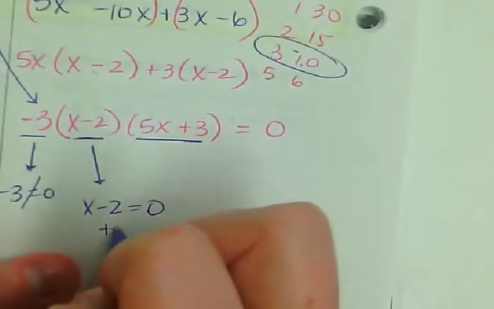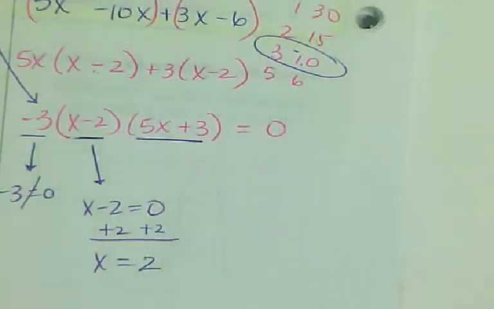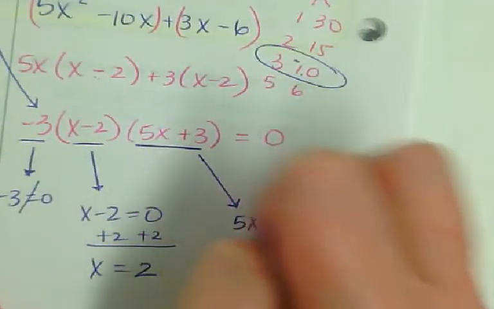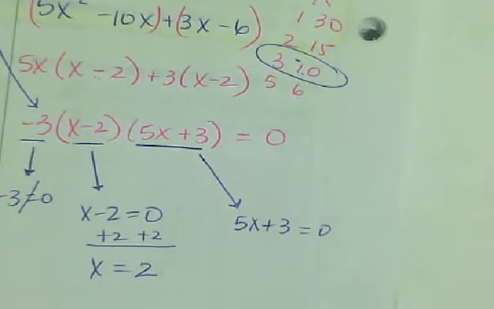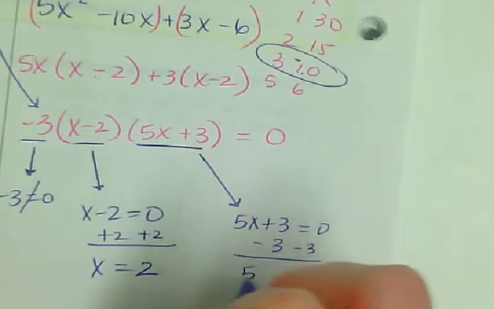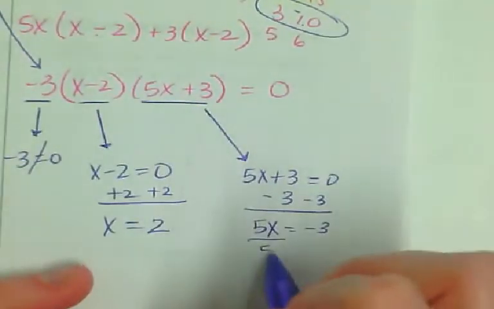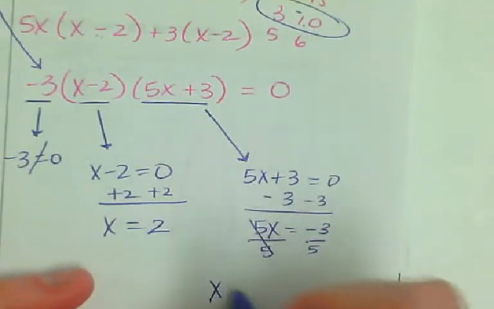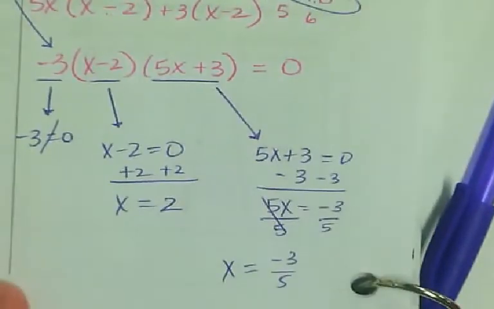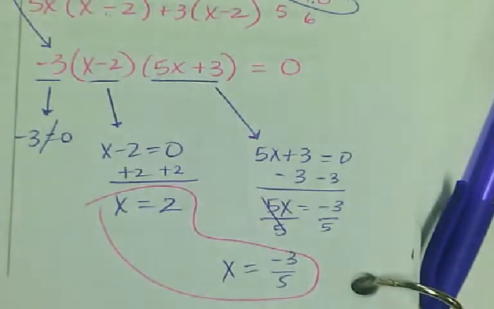I would then add 2 to both sides. So I get that x equals 2. And then I take that third one, 5x plus 3 equals 0. I can subtract 3. So 5x is negative 3. And then divide by 5. So x is negative 3/5. So this has the two solutions here, x equals 2 and x equals negative 3/5.